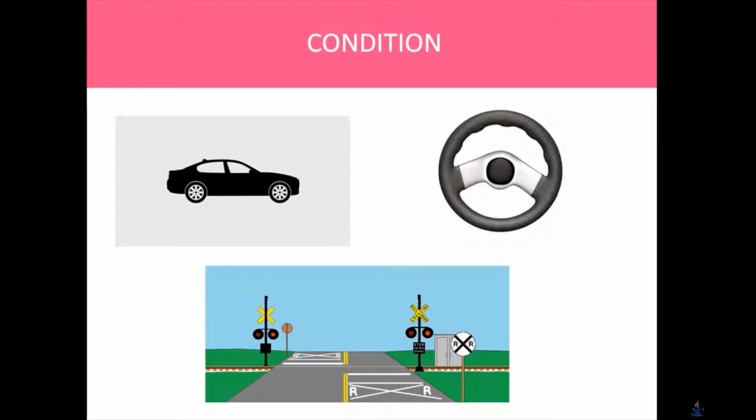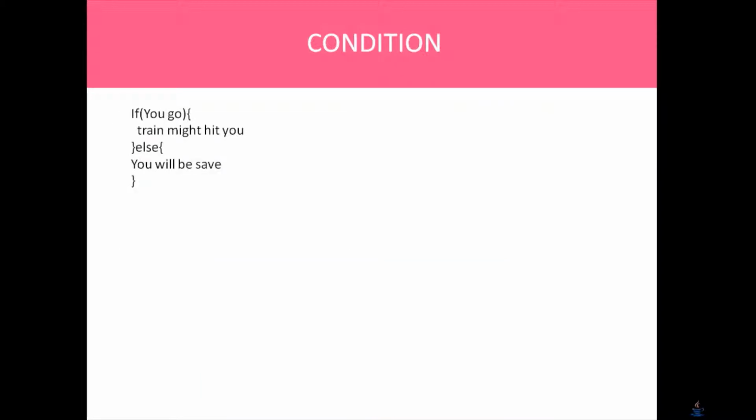Now if you stop the car, definitely you will be safe. If you don't stop the car, the train might hit you. So this is a decision you need to make. If you go, the train might hit you, else you will be safe. So we make decisions everywhere.